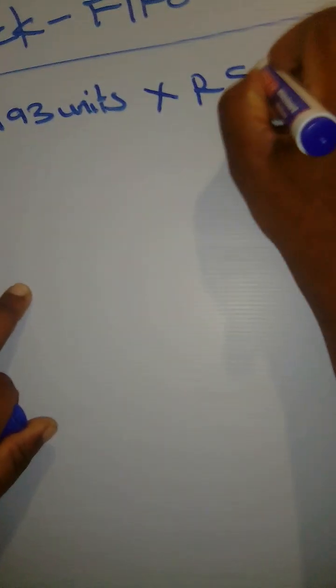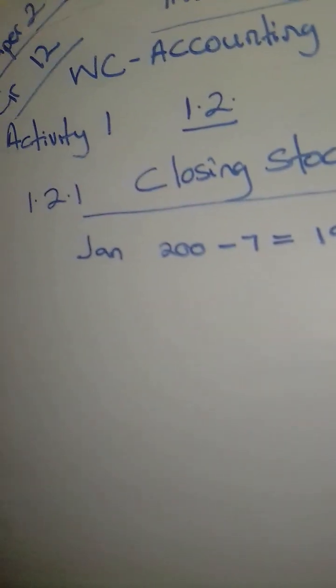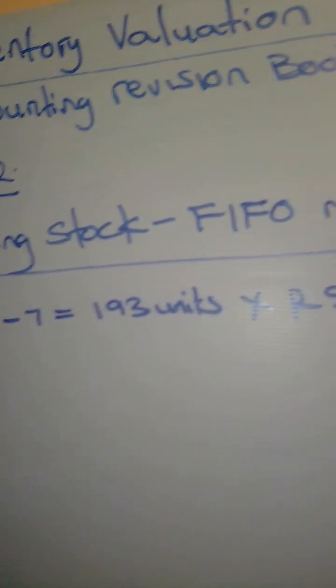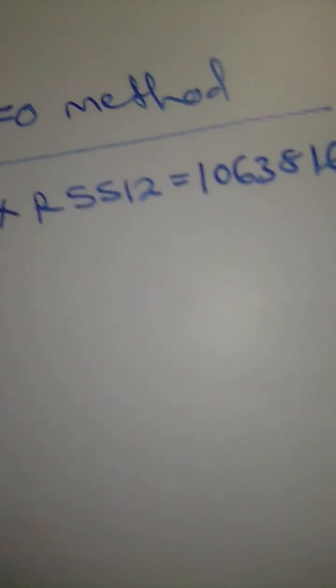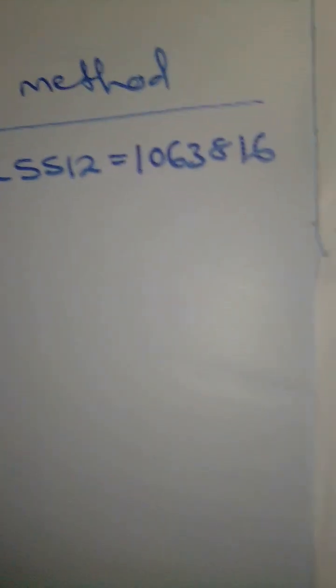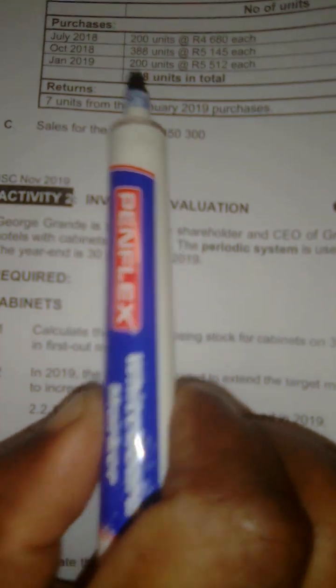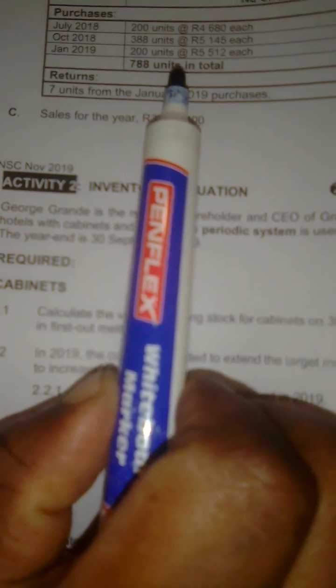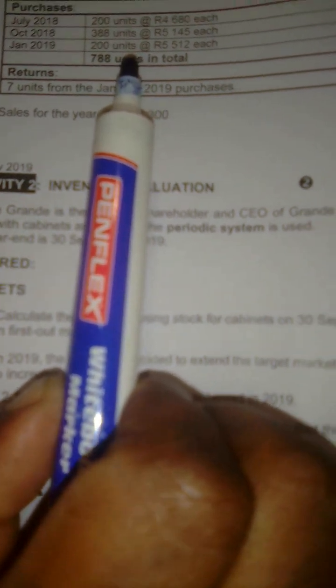So from January, we have got 193 units at what price? Times 5,512. Okay, let's go to our calculators. 193 times 5,512 will give us 1,063,816. Okay, that is the value of the 193 units. Remember, at the same time, our closing stock is 220. We want to make 220. Okay, we have taken all the stock that remained in January after the returns, is it? But we are not yet on 220.